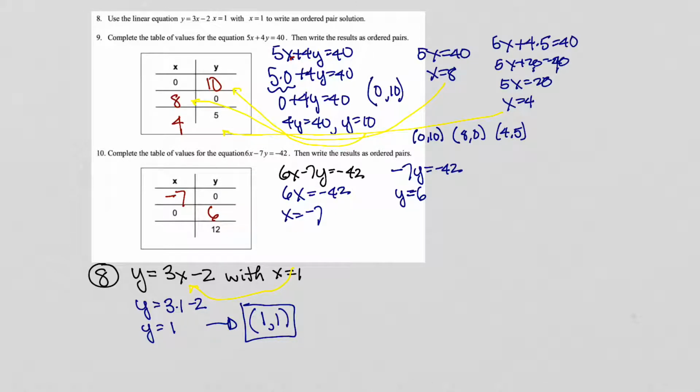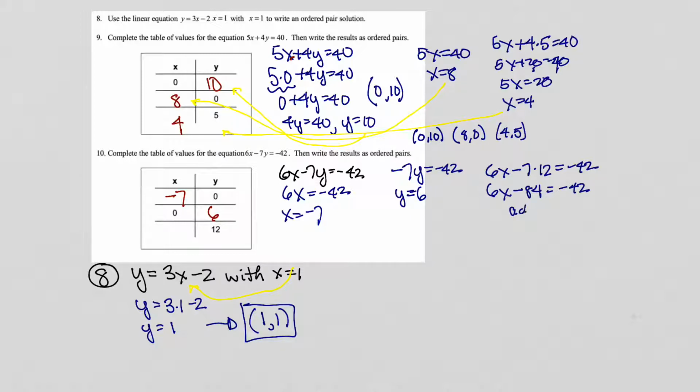And one more here, we're given that y is 12, so now I'm going to come back up here and put 12 into here. So let's see what we get here. It's going to look like this. We'll get 6x minus 7 times 12. That's equal to negative 42. We'll get 6x minus, now 7 times 12. 7 times 2 is 14. 7 times 1 is 7. Carry that 1. We get 84 equals negative 42.